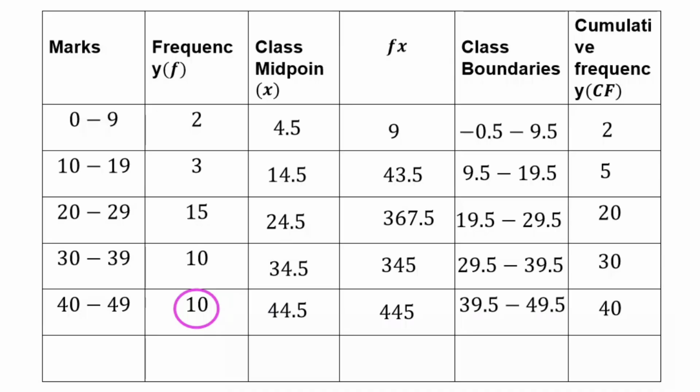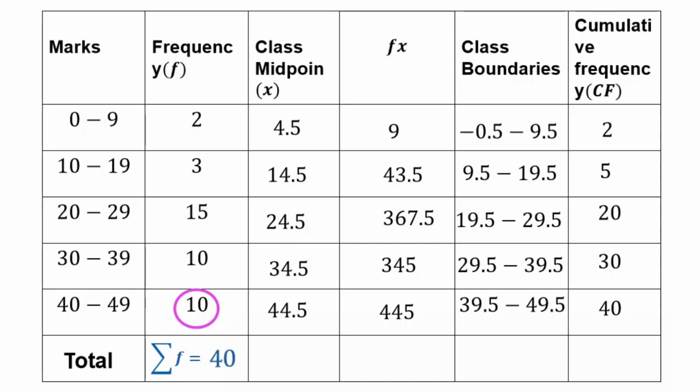Now that we are able to generate all these, we have been able to fill our table. Now let's find the totals. For this one, we find the total of the frequencies and the total of the fx. So sigma f, if we add all of them, we are going to get 40.